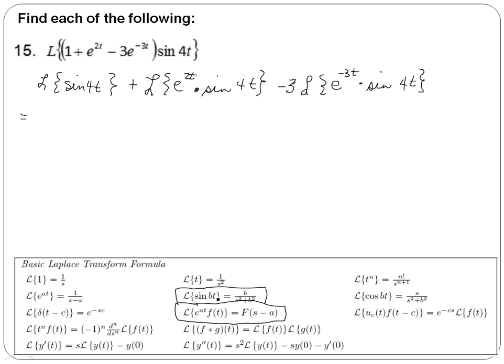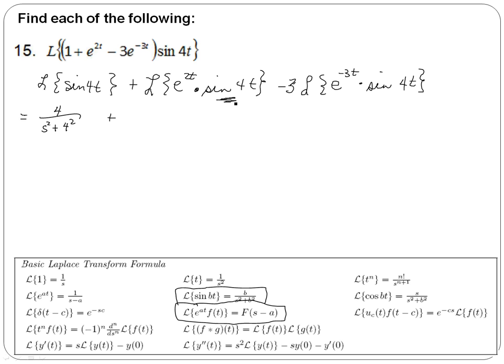The Laplace of the sine bt is b over s squared plus b squared. So the Laplace of sine 4t is going to be 4 over s squared plus 4 squared, or 4 over s squared plus 16.